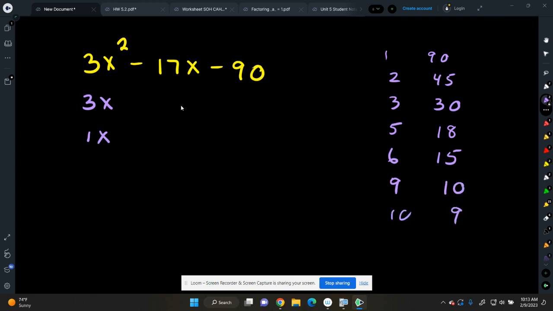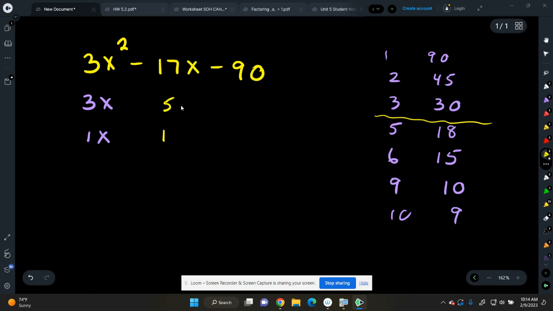Okay. And then one of them has to be negative. How do I know one has to be negative? It's a negative 90, right? When it's a negative, one of the numbers has to be negative. Okay, so can I eliminate any, or do you think we can eliminate any? Yeah, I don't think 1 and 90 is going to work. So, in fact, if I look down here, 2 and 45, 3 and 30 doesn't even look like it works. So I'm going to start below that. 5 and 18.